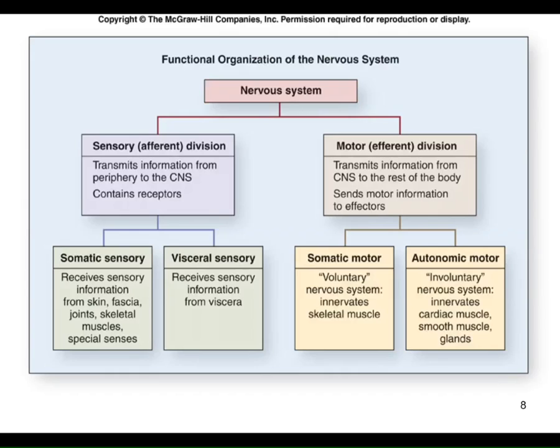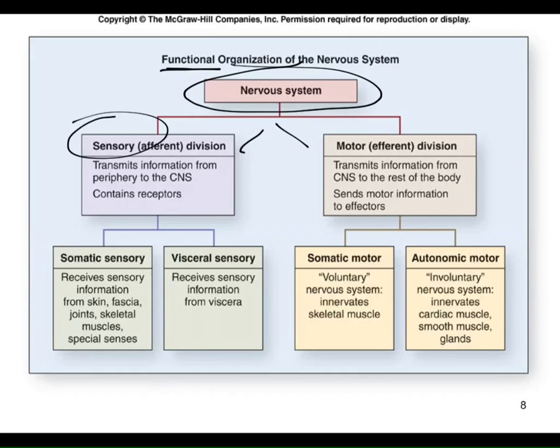And again, this is functional, right? Not anatomical. Anatomical is just brain and spinal cord is central. Everything else is peripheral. And it tells us that the nervous system can be broken up into two large divisions, sensory or afferent, and on the other side, motor or efferent. But this also goes a little bit further.